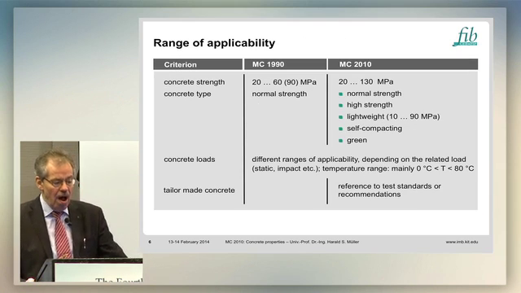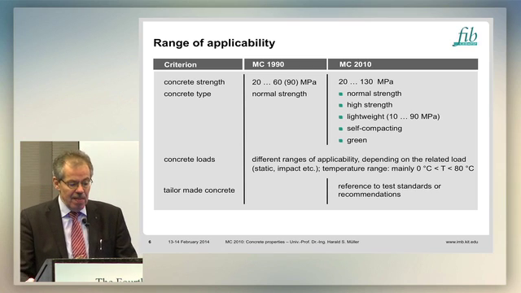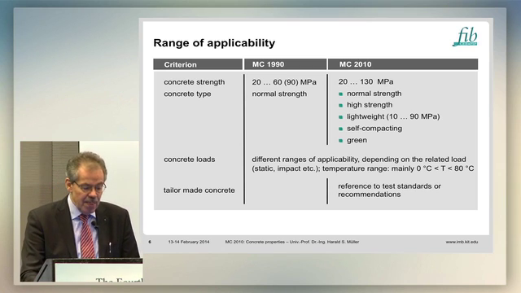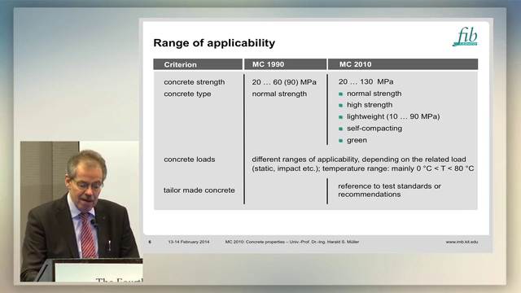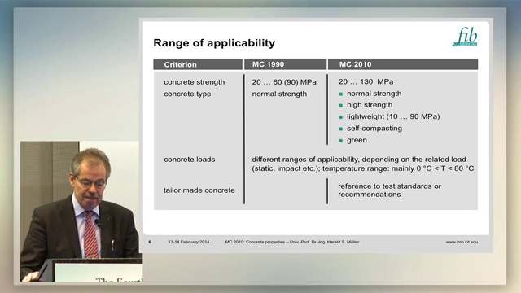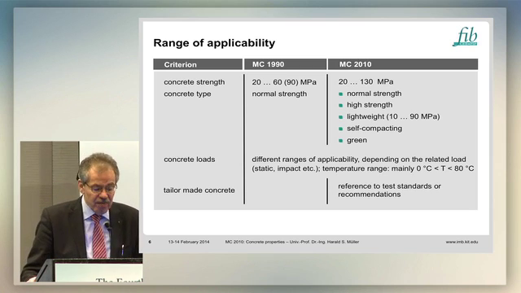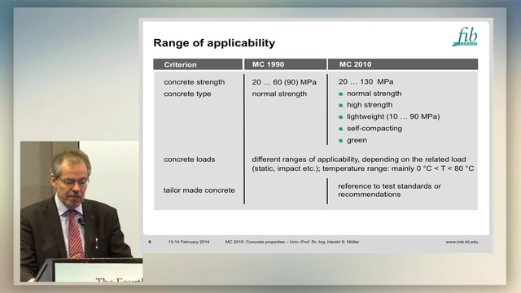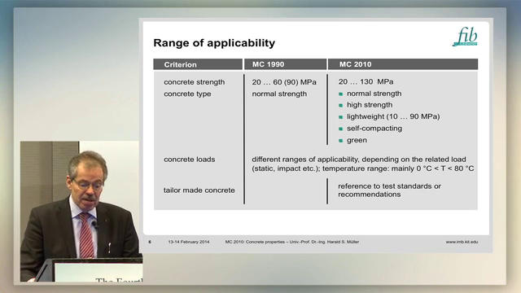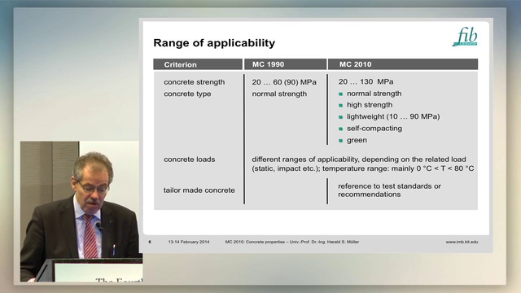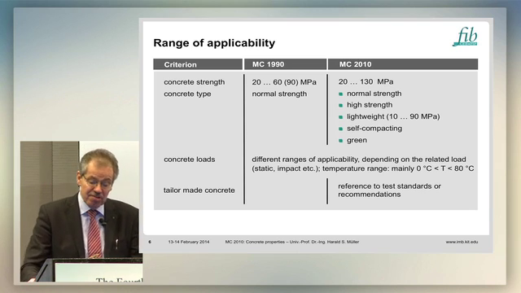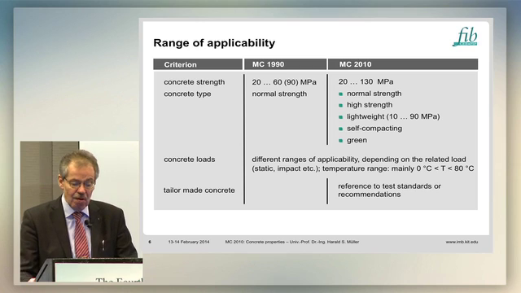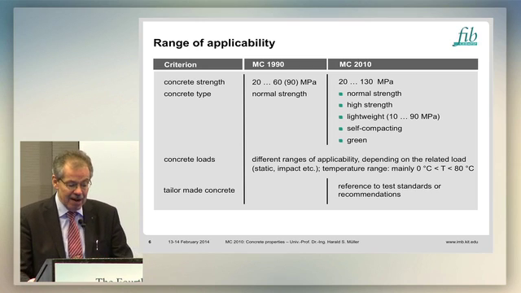First, let's have a look at the range of applicability. In the left column, you have here the criterion, and then what has been realized for Model Code 90, and then what is given in the new Model Code 2010. Concerning concrete strengths, as already mentioned by Professor Walraven yesterday, Model Code 90 only covered mean concrete strength up to 90 megapascal, originally only 60. Now the new Model Code deals with high-strength concrete up to a mean compressive strength of 130 megapascal.